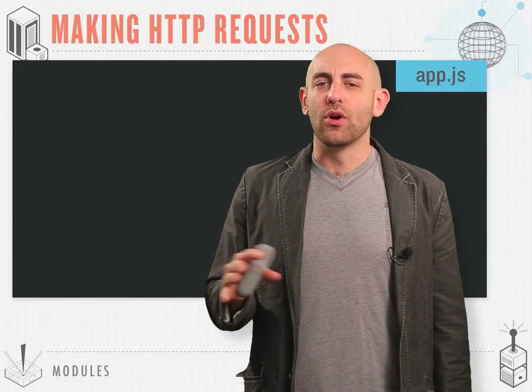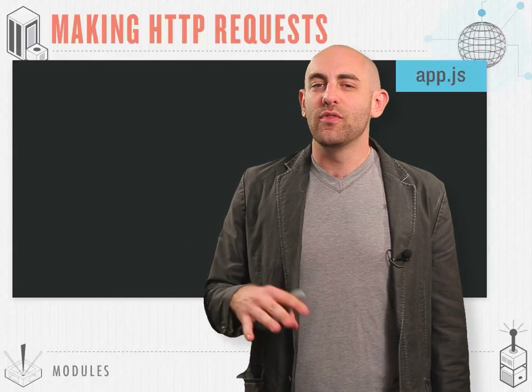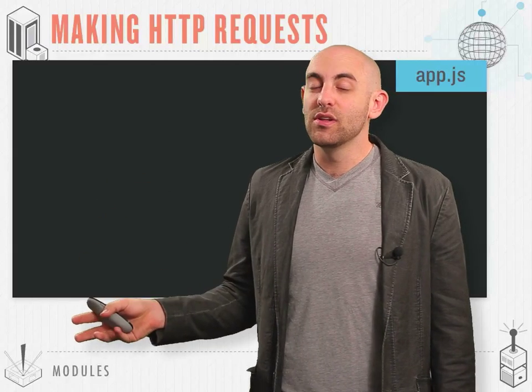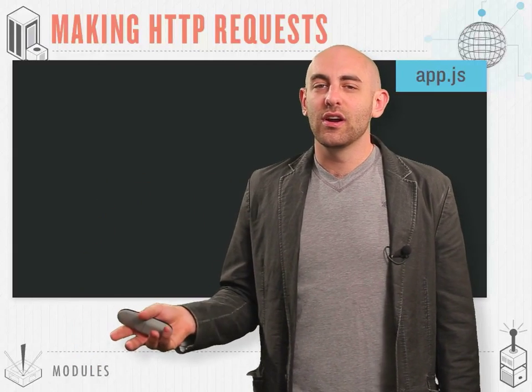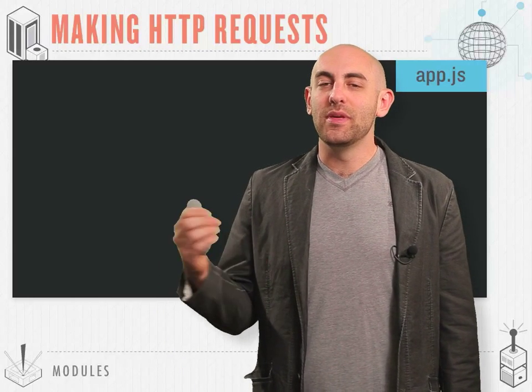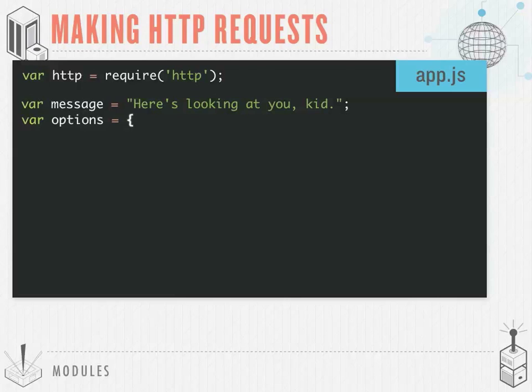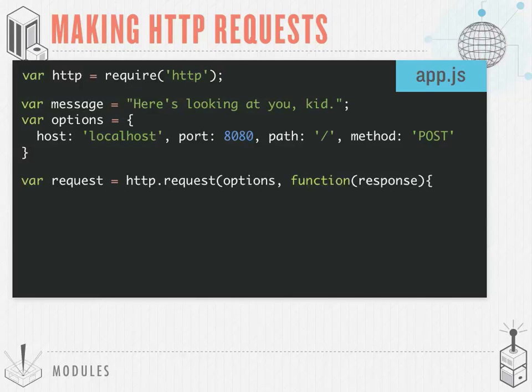Let's walk through a real-world example of creating our own module. And for this, we're going to introduce a little bit of new functionality with the HTTP module. Instead of creating a server and responding to requests, we're actually going to make a request. So we're actually building a HTTP client. First, we're going to require our HTTP module. We're going to have a message that we want to send in the request body. So we define that. Next, we'll define an options object that will eventually be turned into a URL for the request. Then we'll call the request function on our HTTP module.